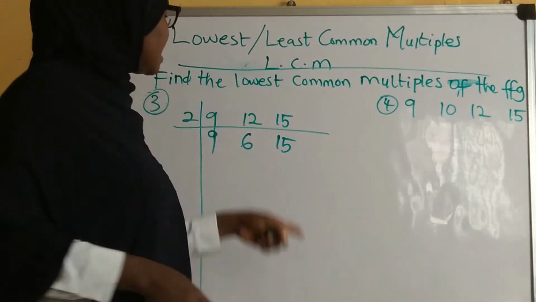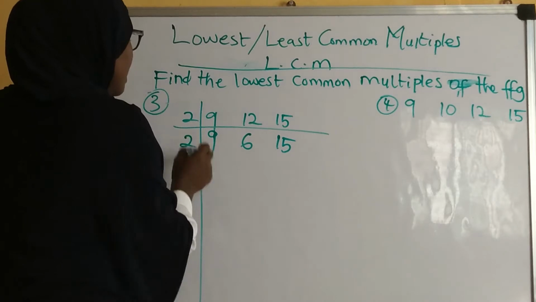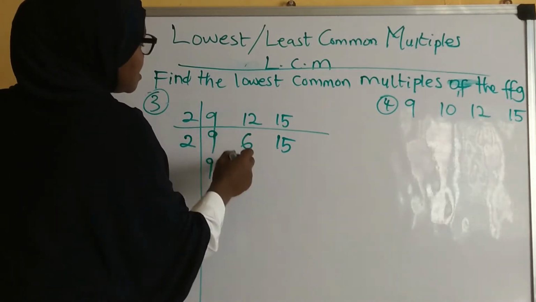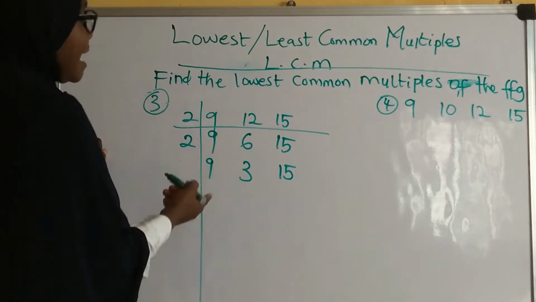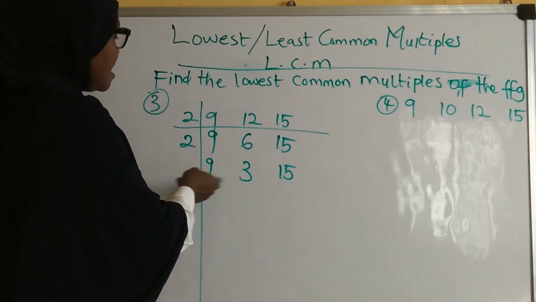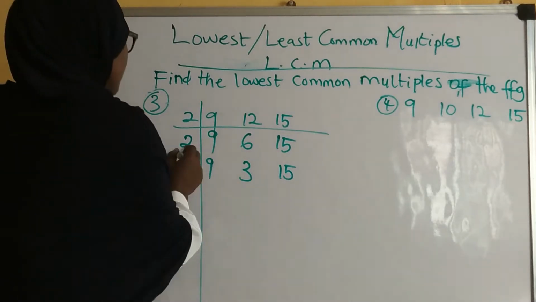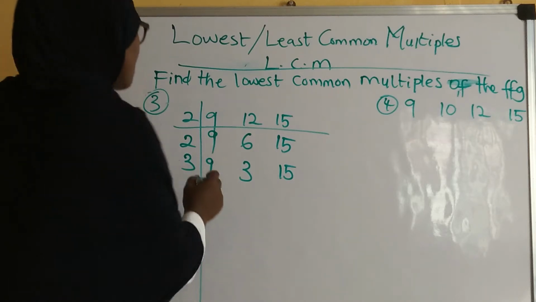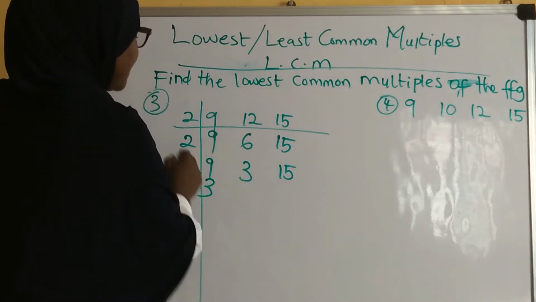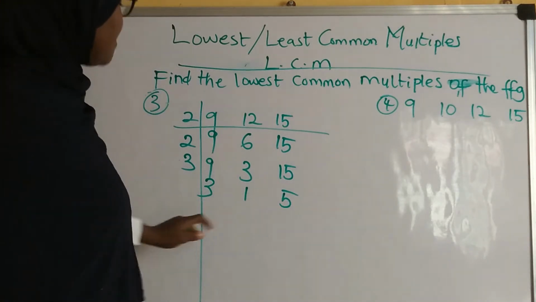I think 2 again can do the magic for 6. 2 can divide 6. So I'm going to have my 9 again. 2 in 6 is 3. 2 in 15 is still 15. What else again? I can't use 2 again because 2 cannot divide this, cannot divide this, cannot divide this. So I'll rather use 3. Using 3 to divide, how many 3 can I get in 9? 3. 3 divided by 3 is 1. 15 divided by 3 is what? 5. So I have 3, 1, 5.